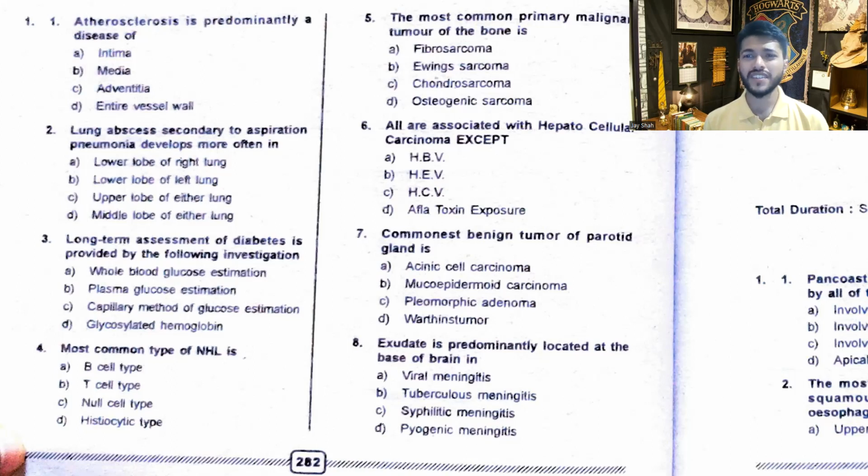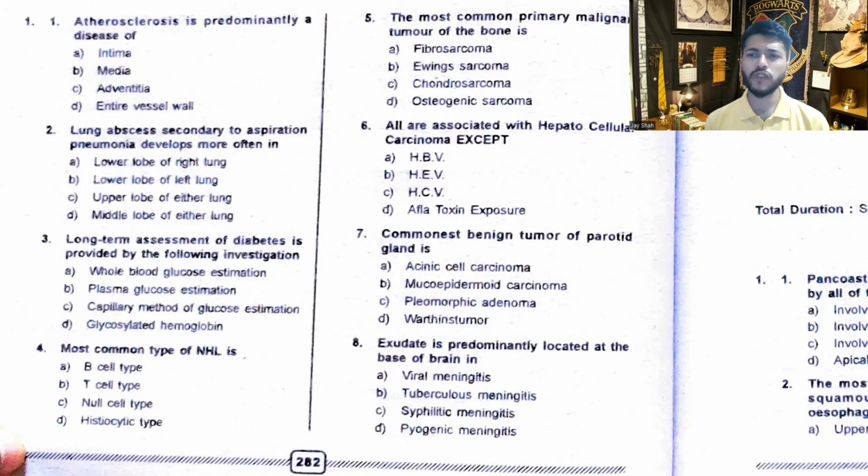Long-term assessment of diabetes is provided by which of the investigations? Now, this may again be asked as an SAQ. HbA1c. What is HbA1c? HbA1c is glycated hemoglobin. So 5.6 to 6.4, I guess, is your normal value of HbA1c. It gives a glucose control of the past 90 days. Why 90 days? Because the lifespan of RBCs is 90 to 120 days. So glycosylated hemoglobin, HbA1c, is long-term assessment of diabetes.